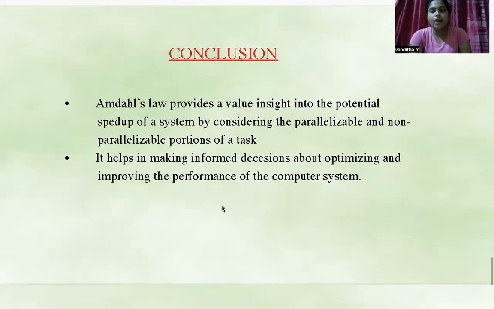Let's see the conclusion of Amdahl's law. Amdahl's law provides valuable insight into the potential speedup of a system by considering the parallelizable and non-parallelizable portions of a task. It helps in making informed decisions about optimizing and improving the performance of a computer system. This is the conclusion of Amdahl's law.